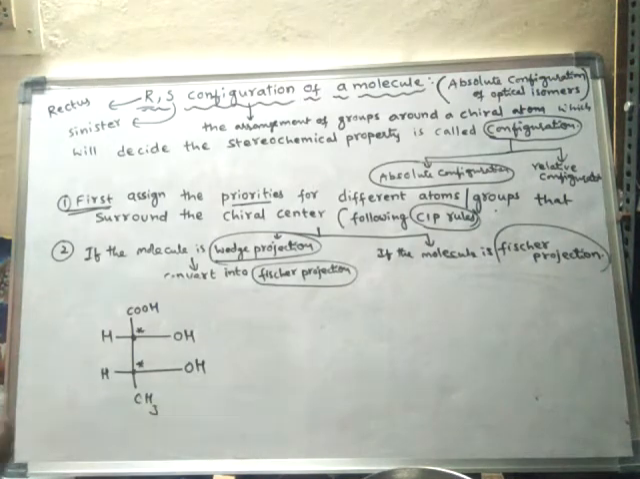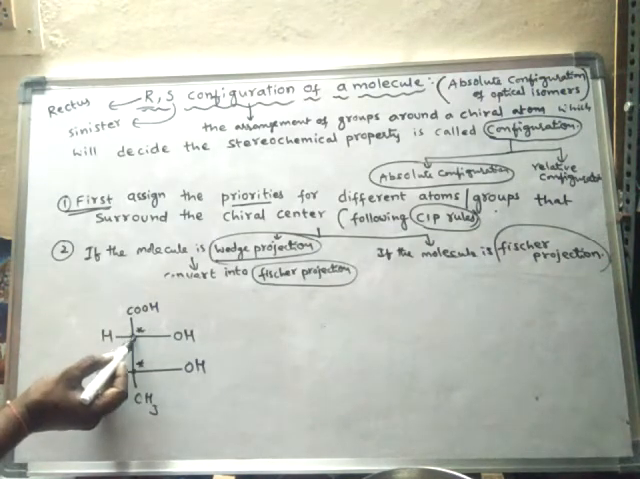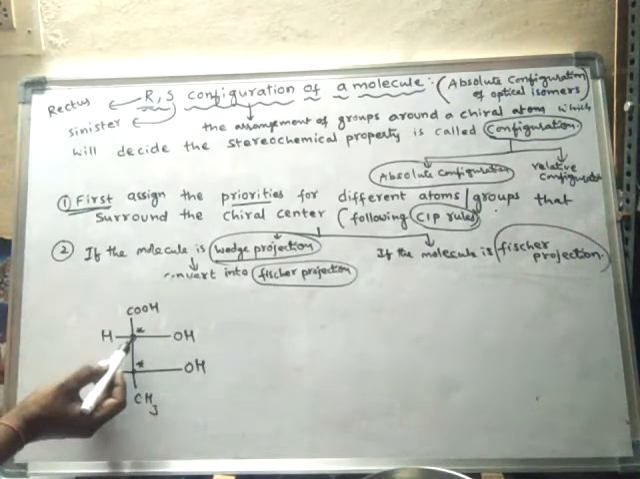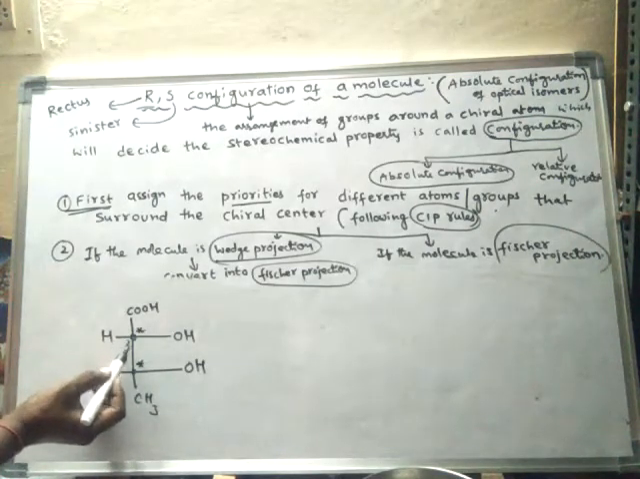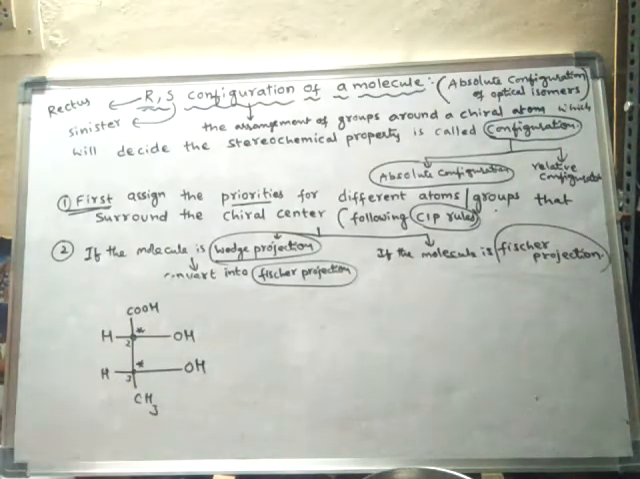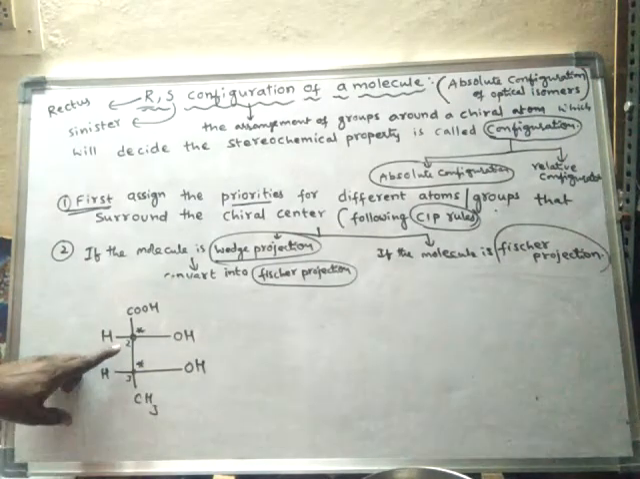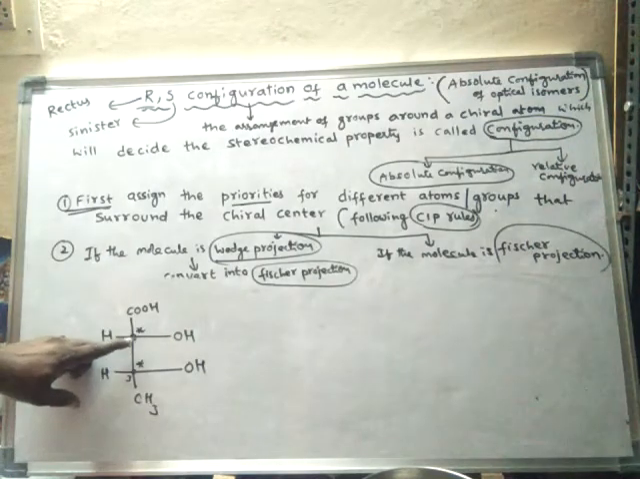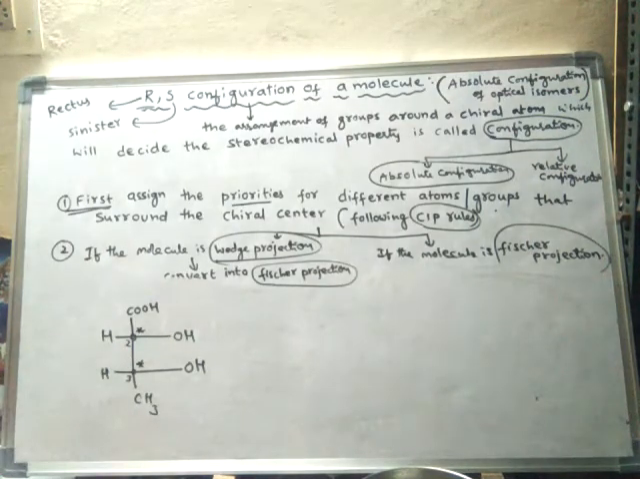Here, let us check the numbering. This carbon will get numbering 1, this carbon will get numbering 2, this carbon will get numbering 3, and this will get numbering 4. This is simply numbering, not the configuration. So this is the second carbon and this is the third carbon. Now let us check whether the second carbon is having S configuration or R configuration.